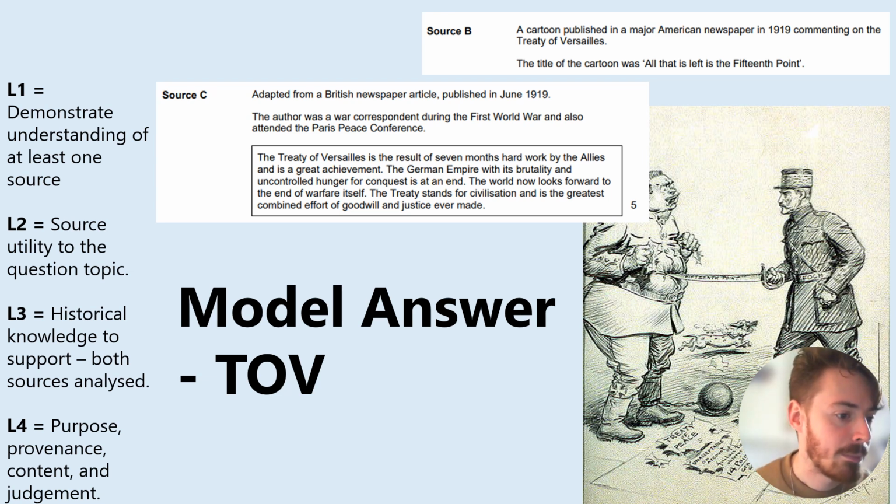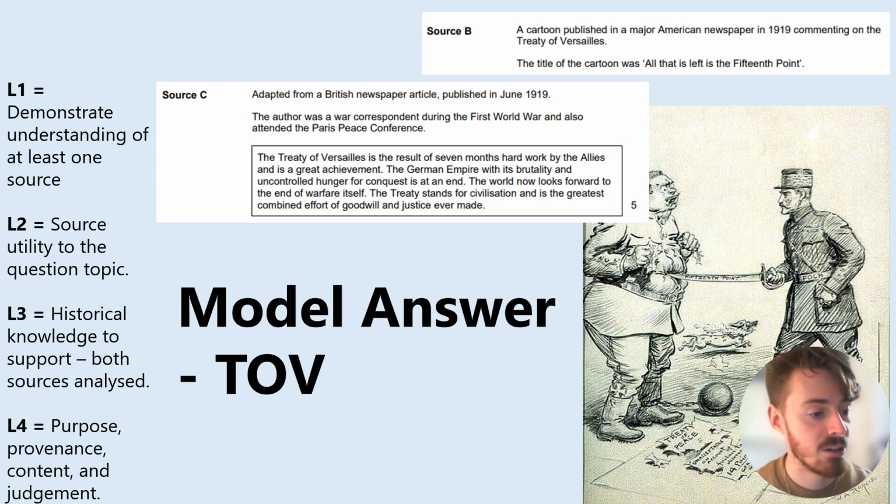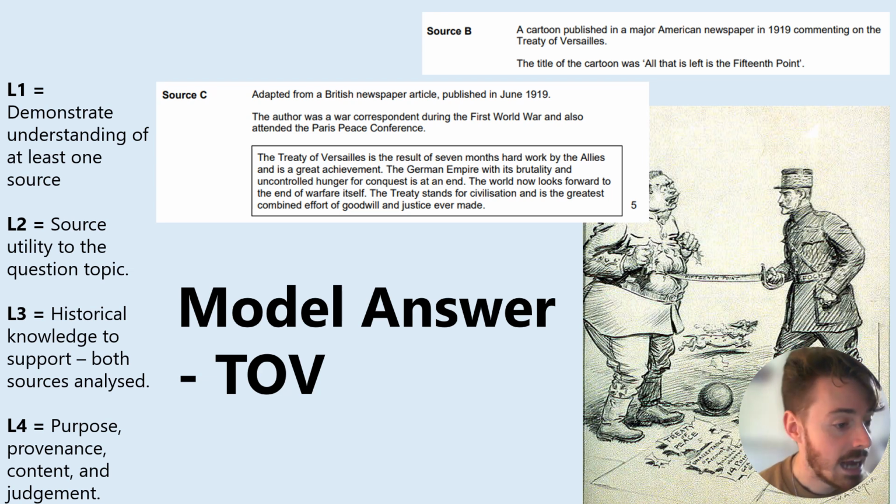Adapted from a British newspaper article published in June 1919, the author was a war correspondent during the First World War and also attended the Paris Peace Conference. Okay, so this person was there when it was being made. The Treaty of Versailles is the result of 7 months' hard work by the Allies and is a great achievement. The German Empire, with its brutality and uncontrolled hunger for conquest, is at an end. The world now looks forward to the end of warfare itself. The treaty stands for civilization and is the greatest combined effort of goodwill and justice ever made.